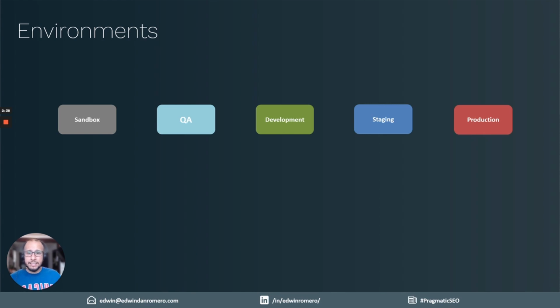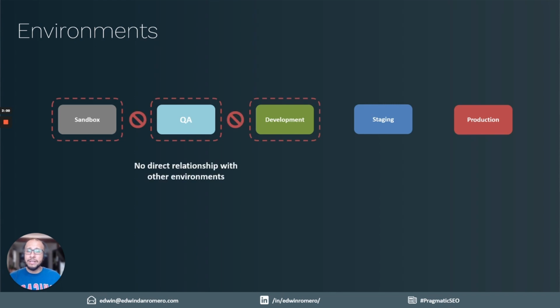So why is it necessary to understand these types of environments? Well, there might be some things that you can do in one environment that you cannot do in other environments. For example, sandbox, QA, and development environments are typically siloed. That is, they do not interact with one another. There is no direct relationship amongst these environments, nor a direct relationship with staging or production. That's not always the case, but by and large, what I've seen is that these websites do remain siloed, and what happens in one environment may not impact another.